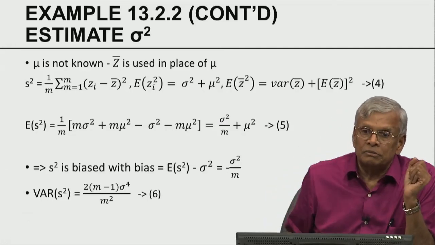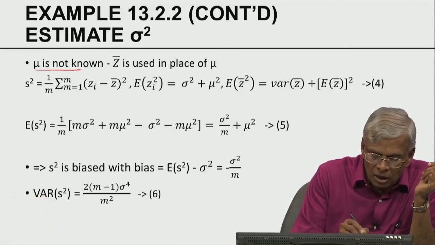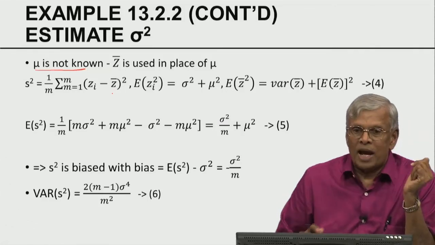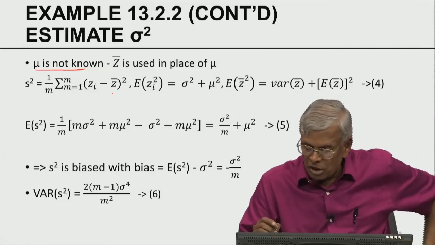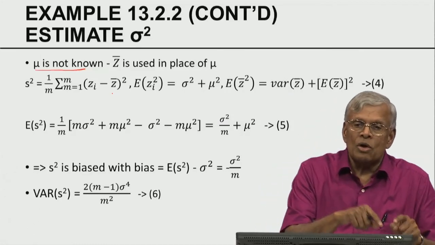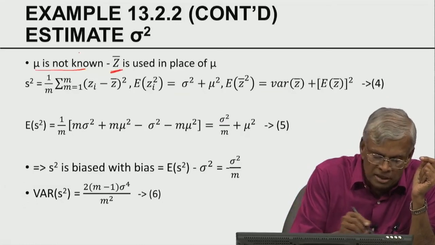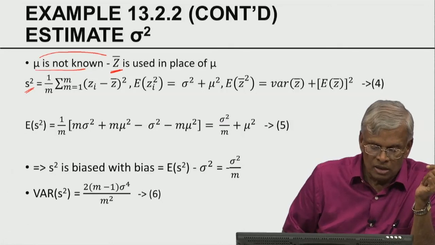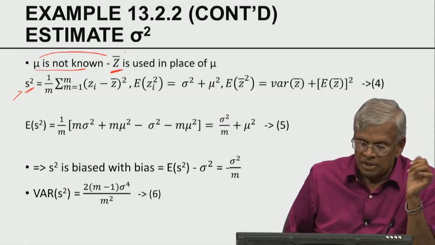Now we are coming to the harder case. I don't know mu, I want to estimate mu, I also want to estimate sigma square. So when mu is known, sigma square is not known, the estimator for sigma square is called sigma hat square. When mu is not known, sigma square is not known, I am going to call the estimate of mu Z bar, and I am going to call S square the estimator for sigma square. So S square is the estimator for sigma square, Z bar is the estimator for mu. Z bar is simply the average.